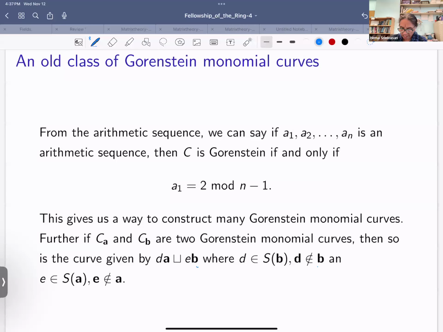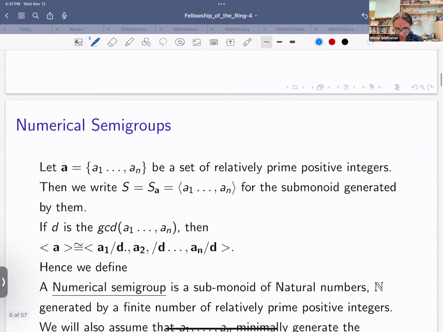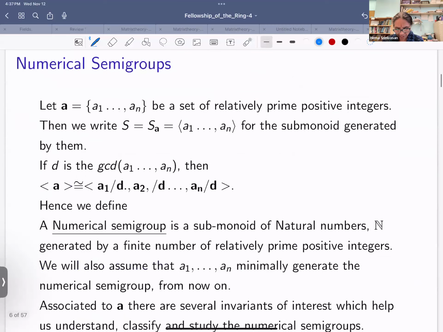And then I take an E, which is in the semigroup generated by A, but not in A. We won't see this construction after this in this talk, but this is just to say you can create symmetric semigroups in this fashion. And we will create some other symmetric semigroups today, which are not in this fashion, which we will talk about later on.